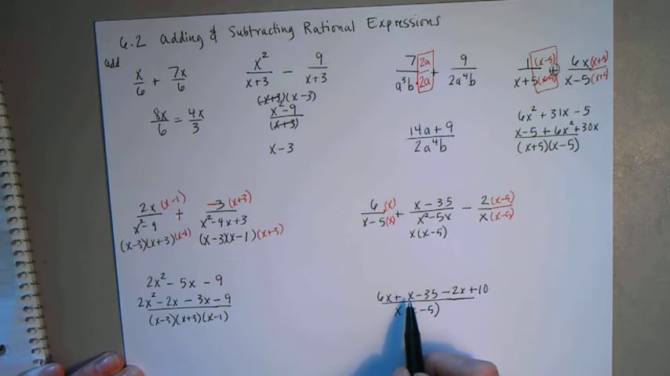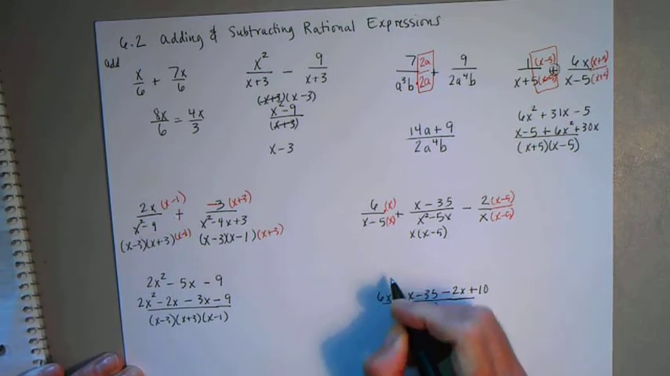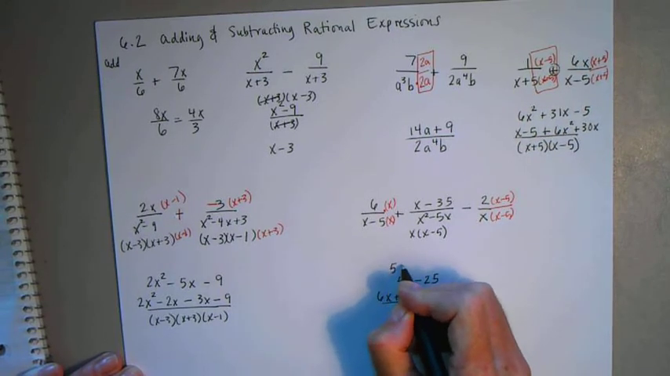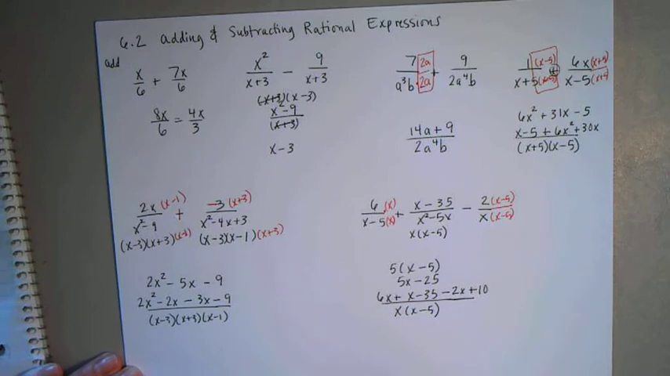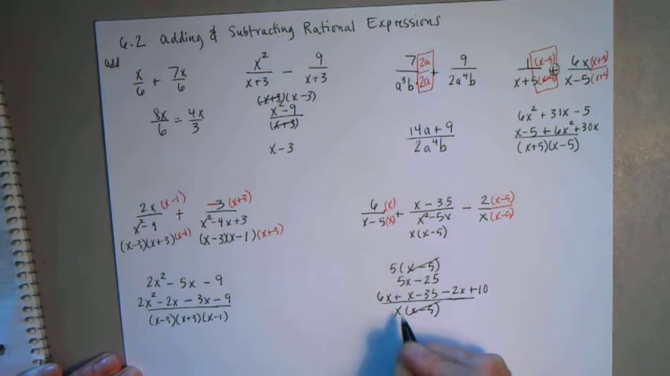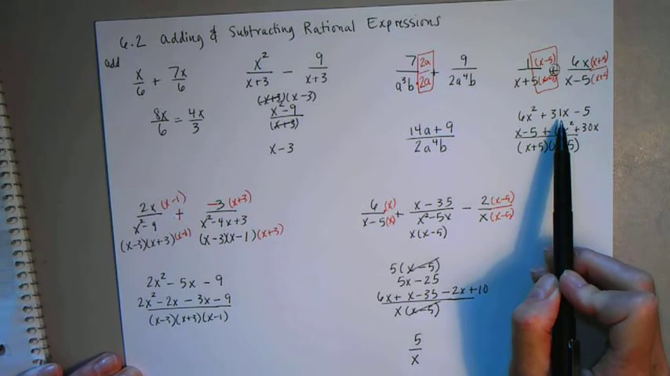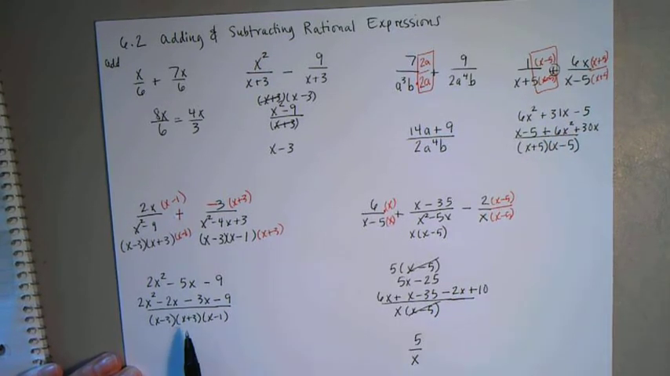Alright, so I have 6x plus x is 7x. Minus 2x is 5x, negative 25. Now this looks like one where it might reduce, because I can see if I pull a 5 out, I get x minus 5, and then I have one term on the top, one term on the bottom, and x minus, so they reduce, and my final answer is the 5 over the x. That makes me wonder if these would have reduced. Those are possibly trinomials that would factor, so check those. I don't think they are, but I can't tell without a little work. Alright, you guys, good luck on 6.2.